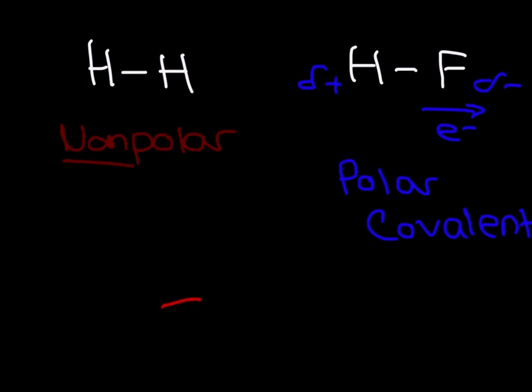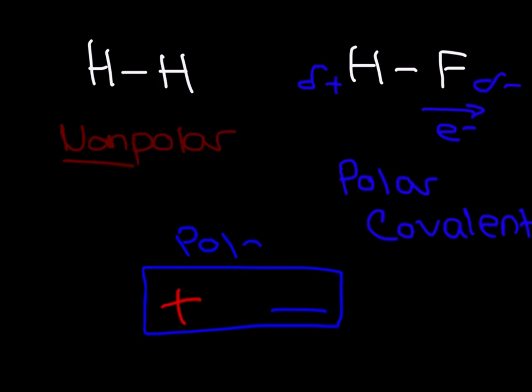Whenever you have an object where one side is negative and the other side is positive, it's called a dipole. And basically when an object is polarized, this means that you have an unequal distribution of charge. One side is positive, one side is negative, so the electrons are not distributed evenly in that molecule. The electrons spend more time closer to fluorine because it's more electronegative.